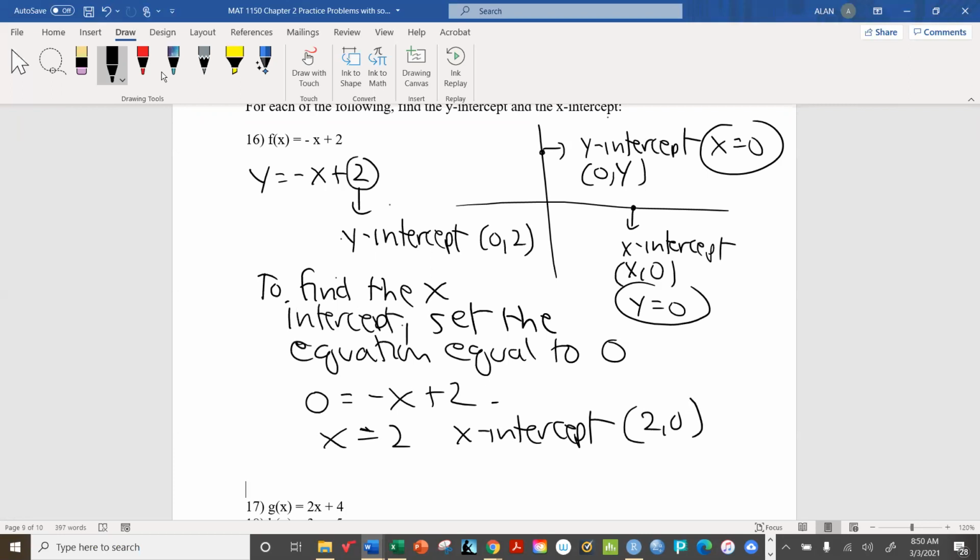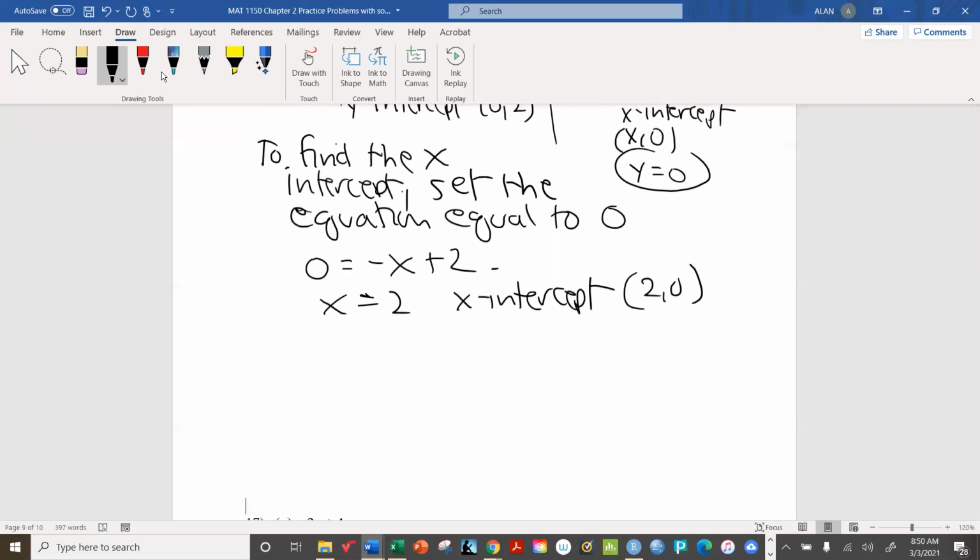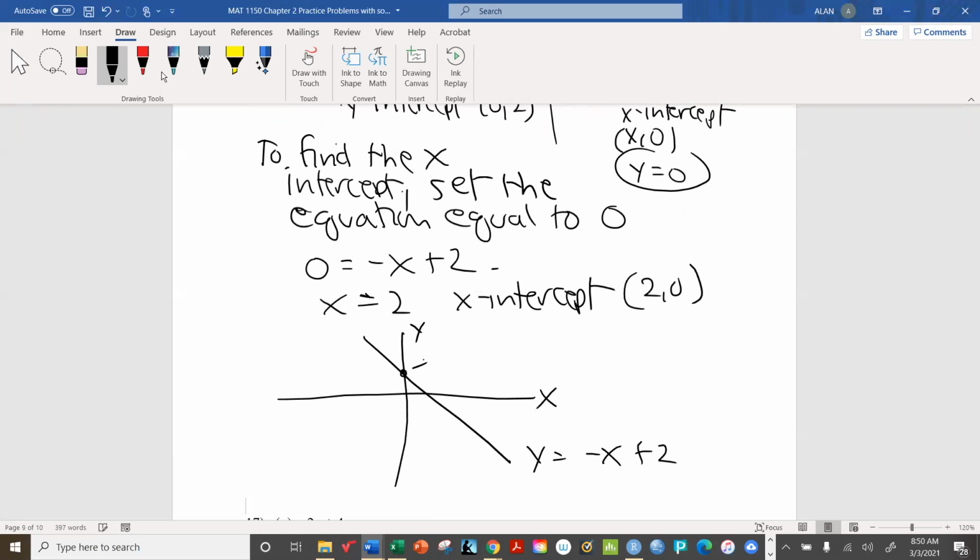Okay, so you've got two intercepts. Now, of course, you can see this is a very simple case. This is simply minus x plus 2. It has a slope of negative 1. And according to what we just finished, we have a vertical intercept of 0, comma 2, and an x-intercept of 2, comma 0. And that's all we had to do.